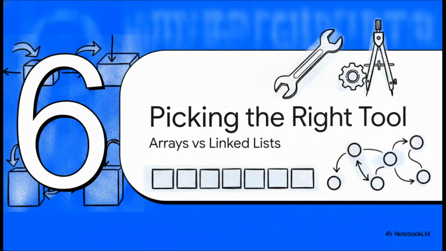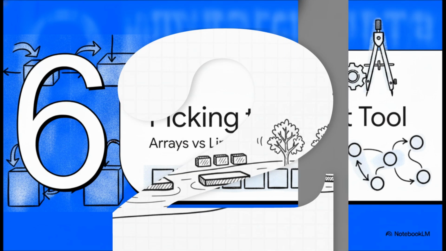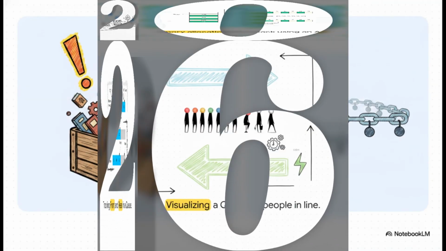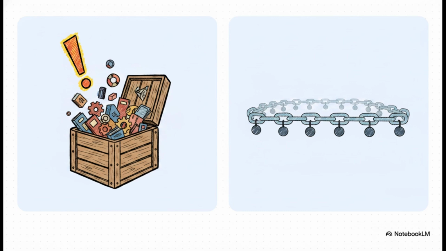And finally, Section 6, Picking the right tool. At the end of the day, whether you are building a stack or a queue, you have to choose your underlying structure. Arrays give you brilliant simplicity and constant time speed, but you are completely trapped by a fixed size. If you guess wrong, you hit that overflow error. Linked lists give you absolute flexibility. No need to specify a size up front. But they're slightly more complex to code, and they definitely eat up extra memory to store those pointer addresses.